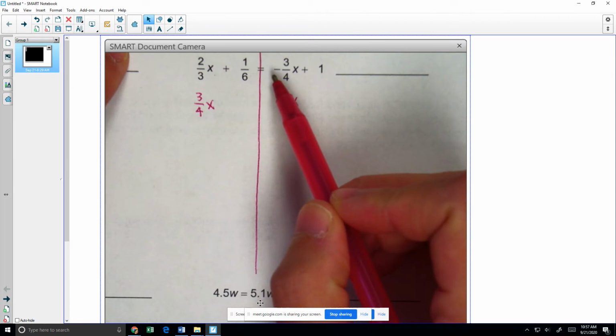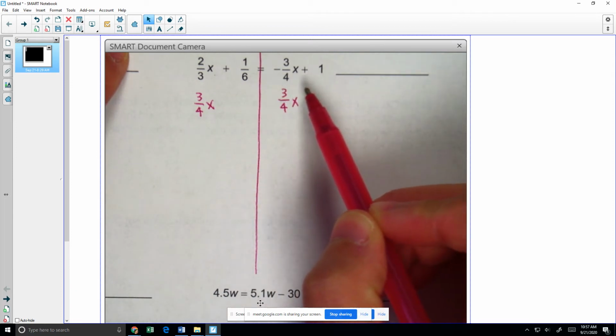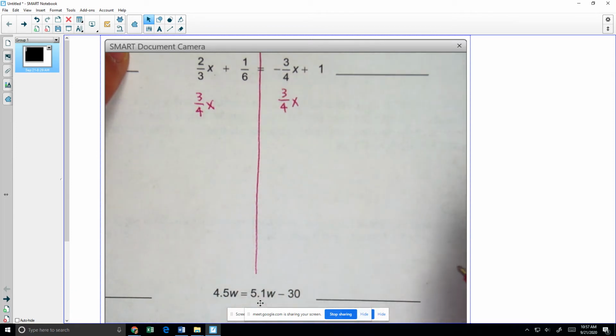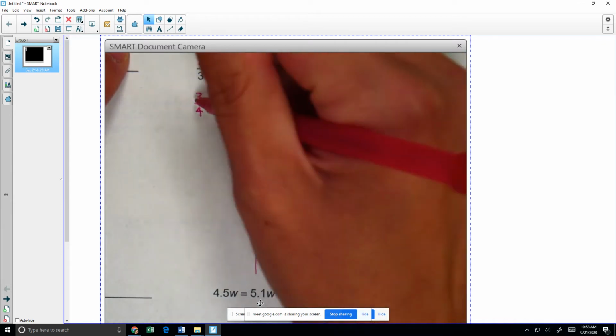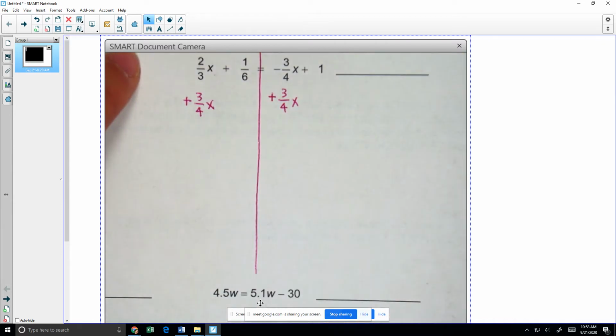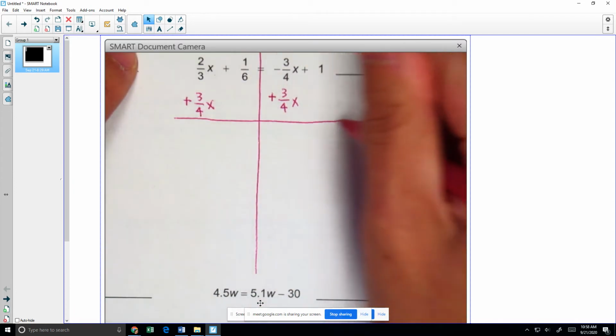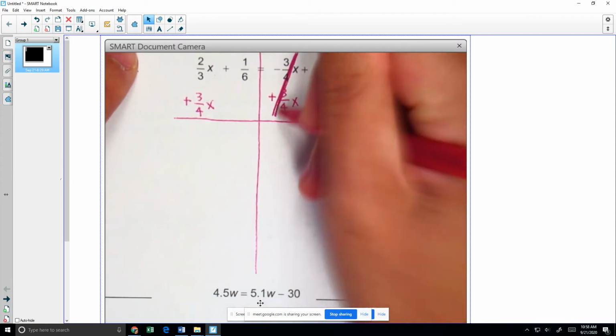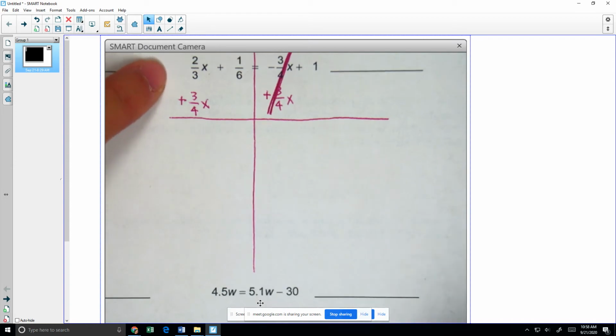Now it says negative 3/4 x. Parker, what's opposite of negative? Plus, positive, same thing. So I'm going to add 3/4 x to both sides. That means that goes away. Okay, so now just drop everything down.